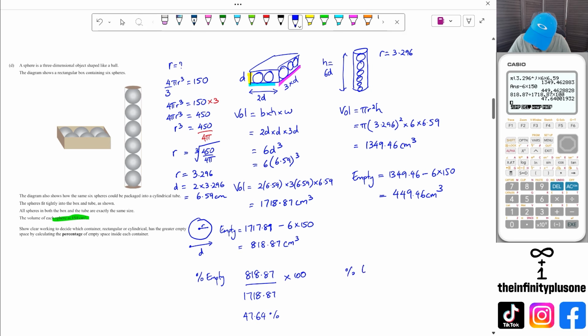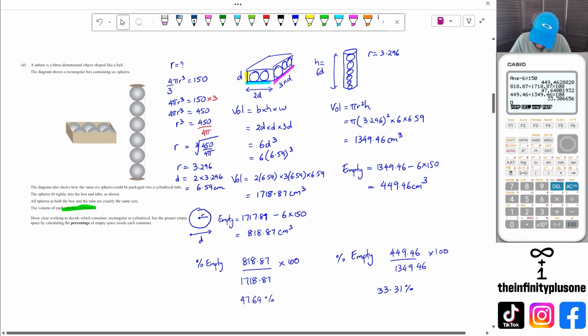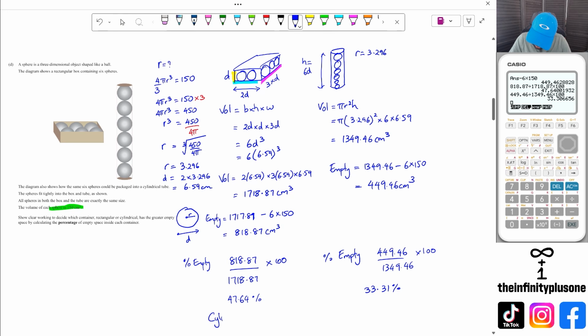As for the cylinder, I'm going to do the same thing. So I'm going to take 449.46 divided by 1349.46, and I'm going to multiply it by 100. And that's going to give me 33.33% for empty space. Oh, sorry, 31. And from here, we can confirm that the cylinder has less empty space.